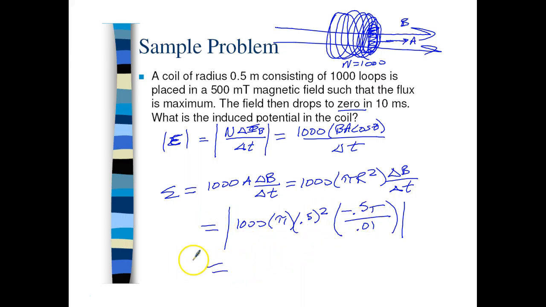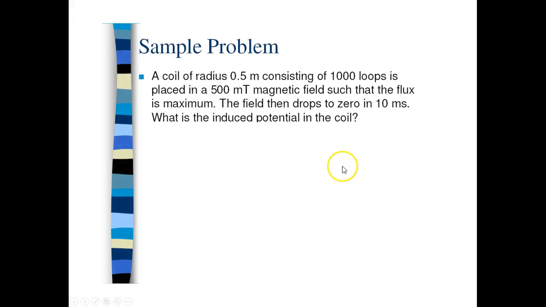If you go through and do all your math, you're going to find that the induced potential is about 39,000 volts. The more coil you have, the bigger the N number, the bigger the magnetic field change, the bigger the potential. If it would have started at 1,000 millitesla, we would have had double the potential. If you make the time smaller, same thing. If you make the area bigger, same thing. So electric generators really have huge area, a lot of coils, and they make that magnetic field change pretty strongly. All right, let's take a look at the next sample problem.